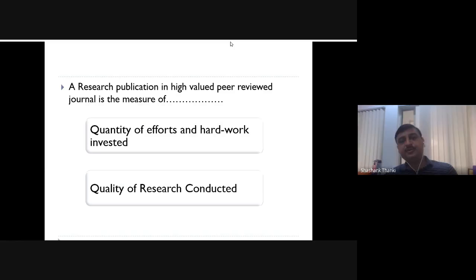What is a research publication in a high-valued peer-reviewed journal? It is a measure of two important aspects. One is quantity and the other is quality. Quantity of efforts, the hard work you have invested in your research. And the second, quality of research conducted. See, if we talk about publication in a reputed, high-valued peer-reviewed journal, quantity alone will not help. Quality alone will not help. The combination or trade-off between these two, quantity as well as quality, both are important, and that is the measure. When we are able to publish something in a high-valued peer-reviewed international journal, yes, that indicates that we had enough quality of work with requisite quantity.